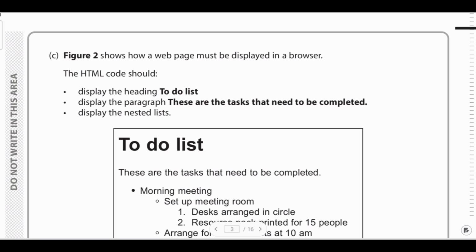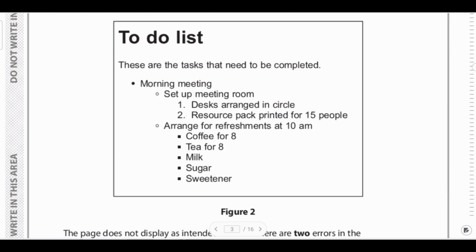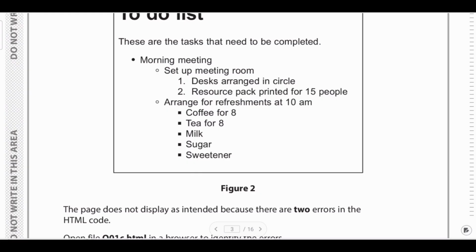So now let's look at the coding part. Figure 2 shows how a web page must be displayed in the browser. The HTML code should display the heading to-do list, display the paragraph, these are the tasks that need to be completed, display the nested list. So this is how your page should look.